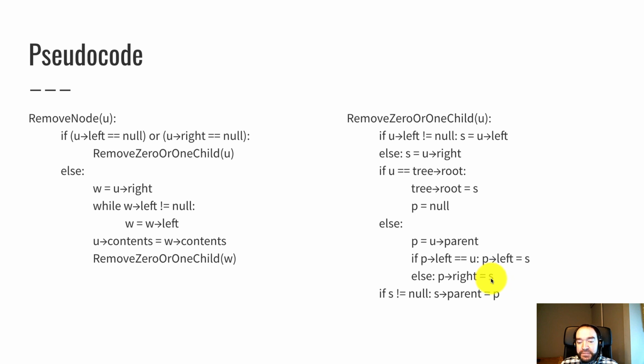And the last step is if s is not null, then s's parent is p. So it's possible that s was pointing at null, but if s is not null, then it's a node and it has a parent pointer. We need to update that parent pointer to point to the right place. So s's parent points at p. Whatever the new parent we worked out, s gets assigned on that step. Okay, so that's it for the entire deletion process.